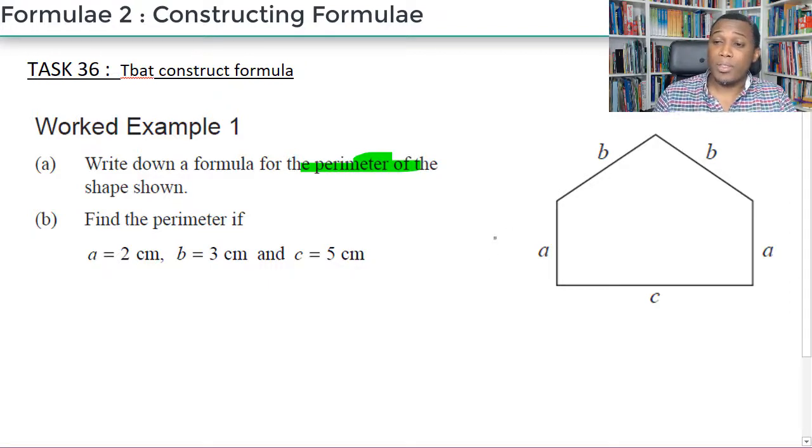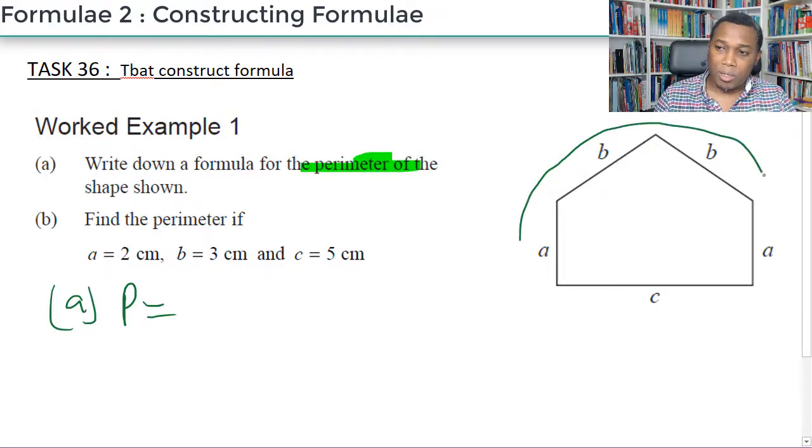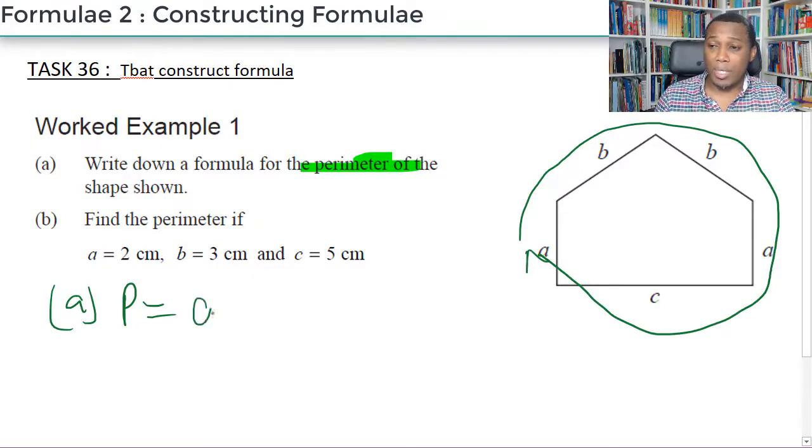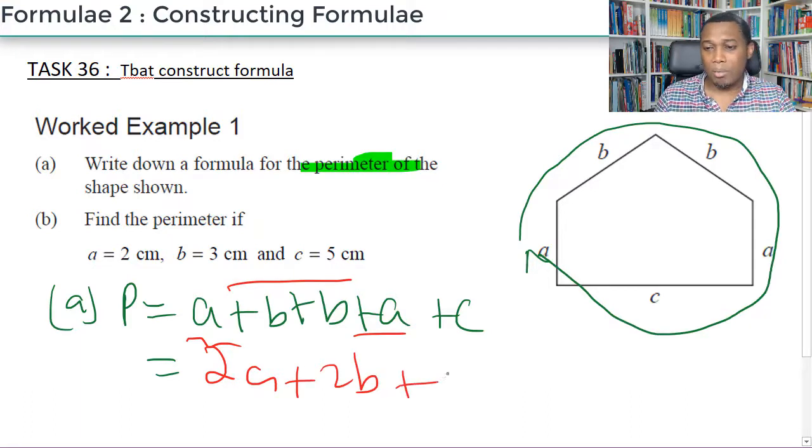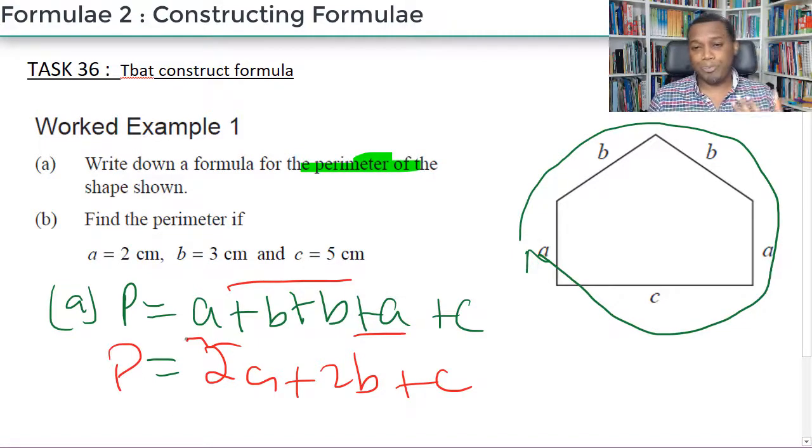have a formula. So in this case, P, the first way you would write it for A is P is equal to, remember, perimeter is distance going all the way around. So I need to total all those numbers. So A plus B plus B plus A plus C. And what we would want to do is to simplify that expression. We've done work on that previously. So A plus A is 2A, B plus B, that's 2B plus C. So the perimeter of the shape, 2A plus 2B plus C. That's the formula for the perimeter of the shape.